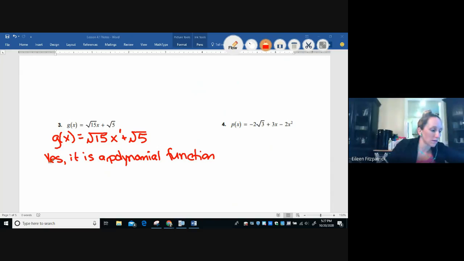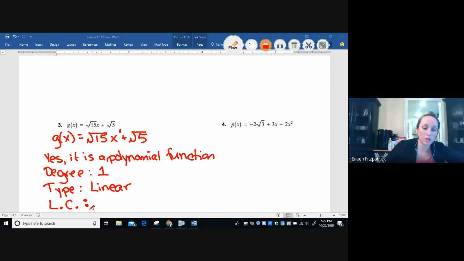And we're asked to determine the degree, the type, and the lead coefficient. So the degree is 1. If you go back up to the chart, if you have degree 1, it is a linear function. And the lead coefficient is √15.